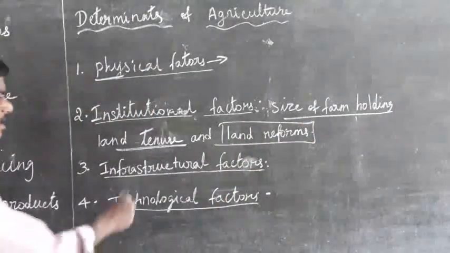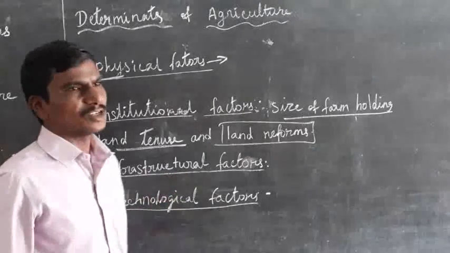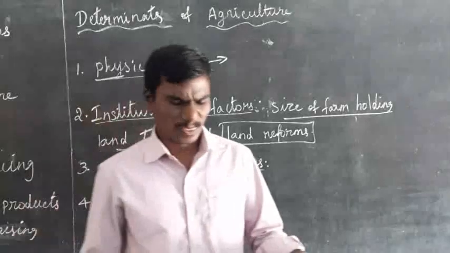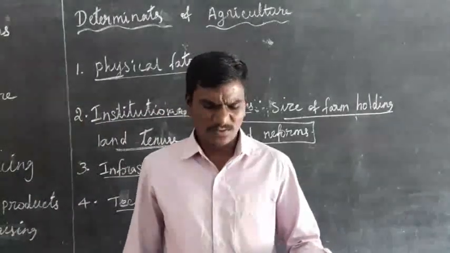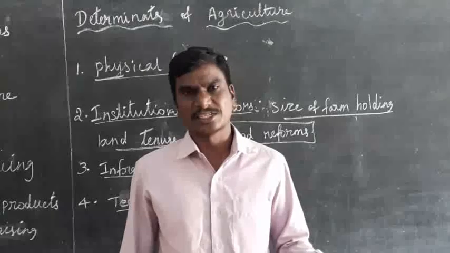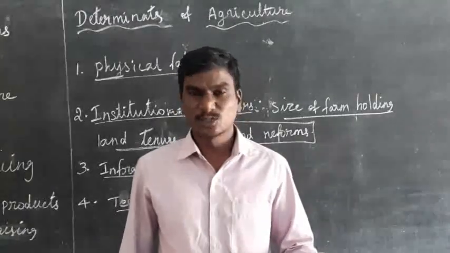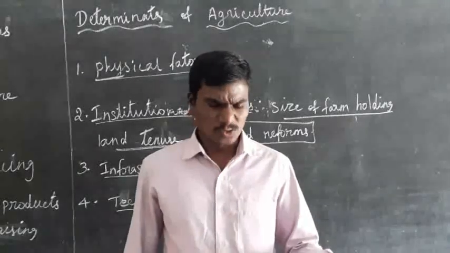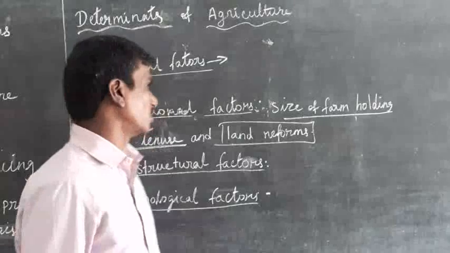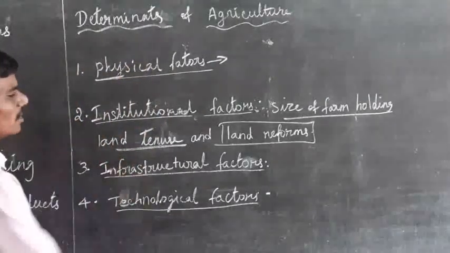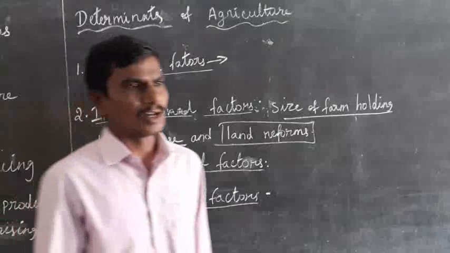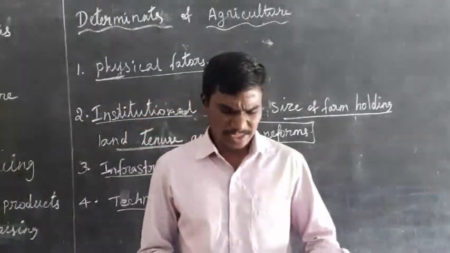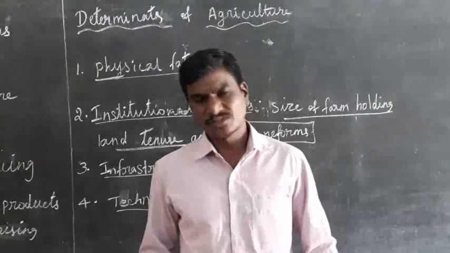The third one is infrastructural factors. What are the infrastructural factors? Irrigation, power, transport facilities, credit, market, insurance, storage facilities. These are called the infrastructural factors.